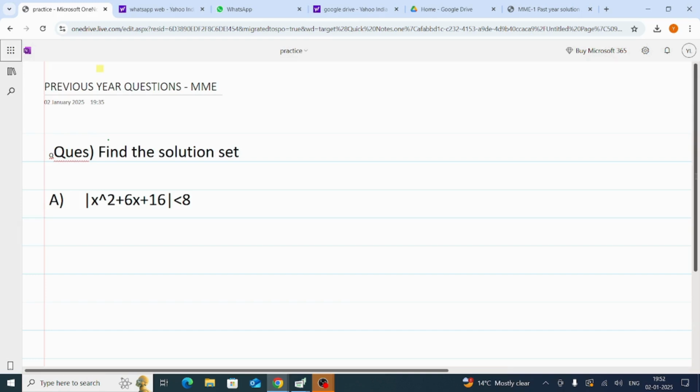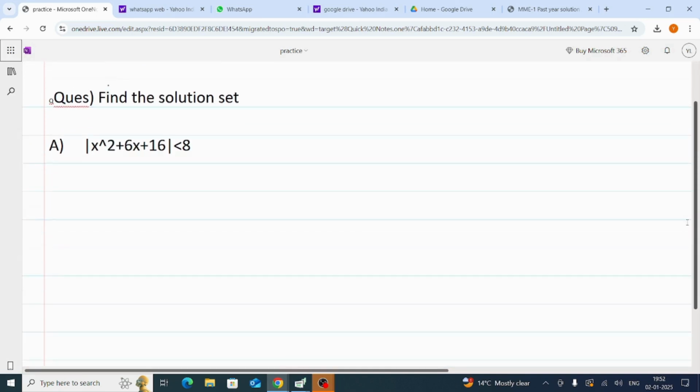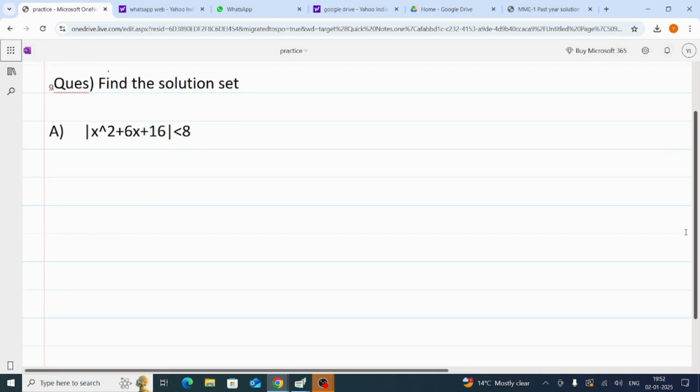So today we are starting with discussing past year MME questions. Okay, so I have the first one written down for you. In this, we have to find the solution set for this given question. So let's start. Just give me a moment.